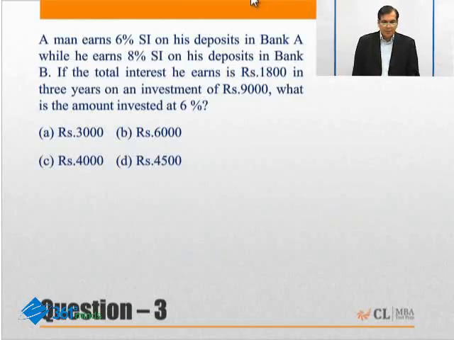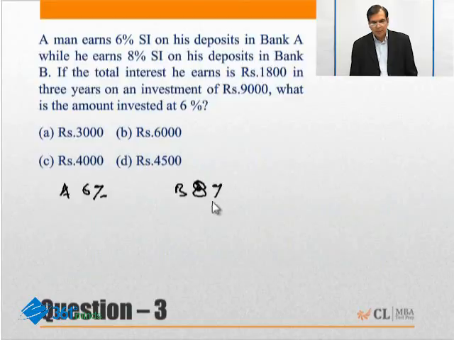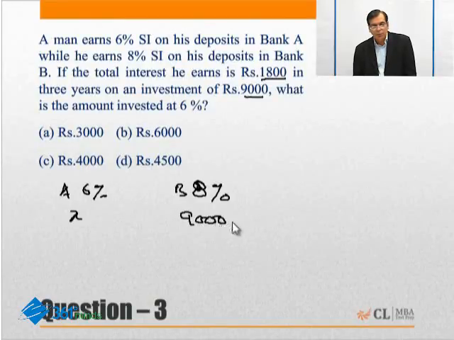A man earns 6% simple interest on his deposits in bank A, while he earns 8% in bank B. Okay, so bank A gives him 6% interest, bank B gives him 8% interest. If the total interest he earns is 1800 in 3 years on an investment of 9000, what is the amount invested at 6%? Okay. So let us assume that the amount invested at 6% is X, and hence the amount invested at 8% will be 9000 minus X. Okay. So 6% of X for how many years?